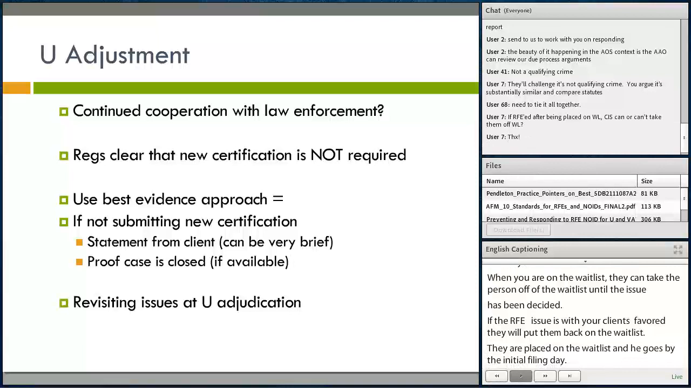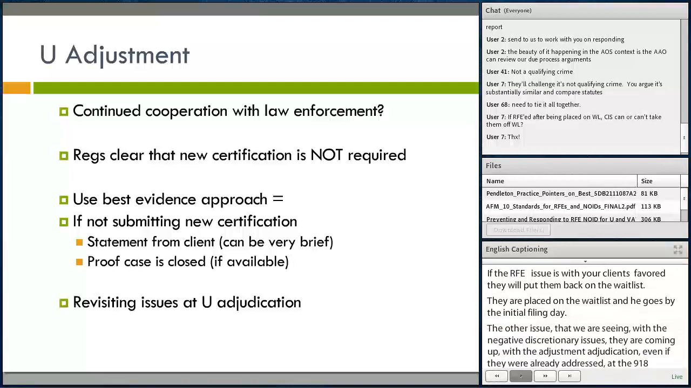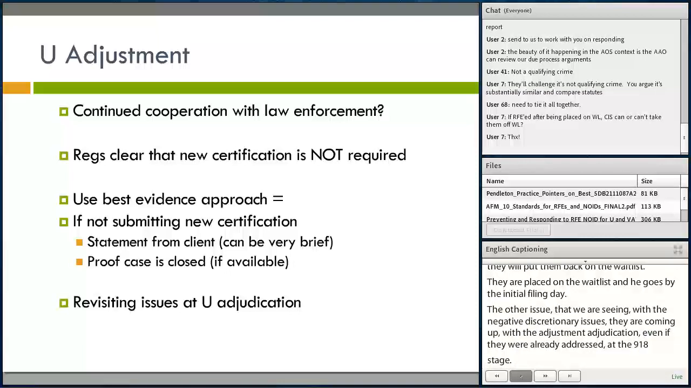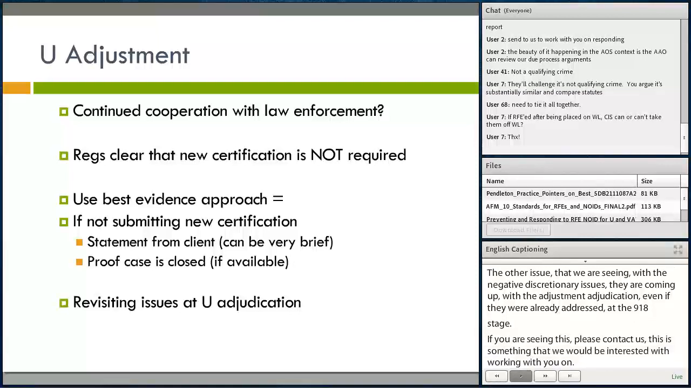So, and then the other issue that we're seeing is that negative discretionary issues are coming up at U adjustment adjudication, even if they were already addressed at the 918 stage. And so if you're seeing this, please contact us. This is something that we would be interested in working with you on.